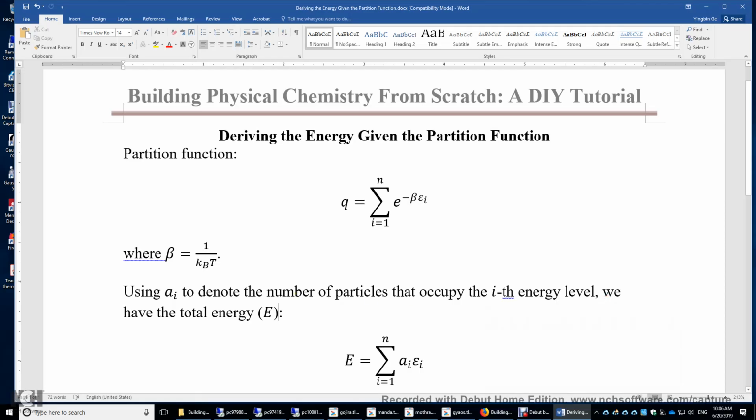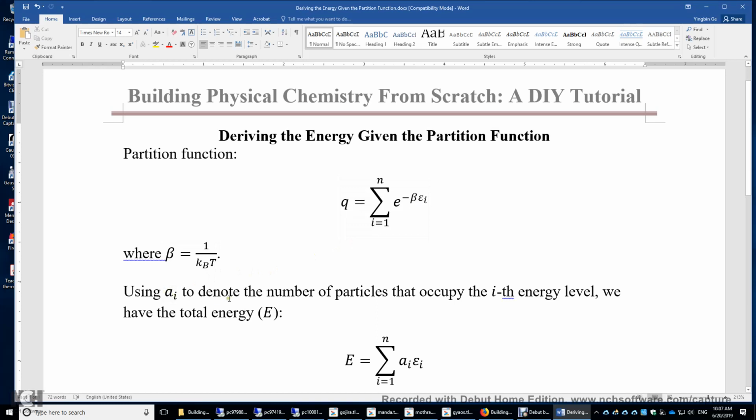In this video, I will derive the energy of a system that consists of a very large number of particles given the partition function of the system. So the partition function Q is equal to the sum of e to the power of negative beta epsilon I. Beta is 1 over kBT, and epsilon I is the energy of the ith energy level.